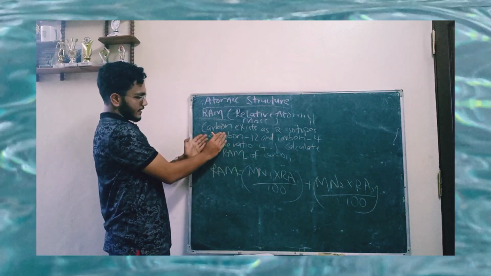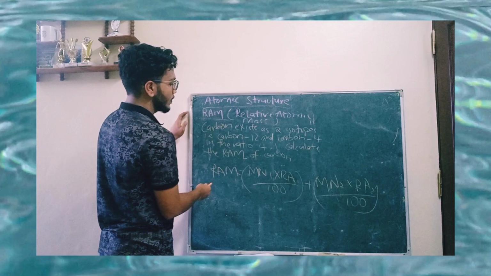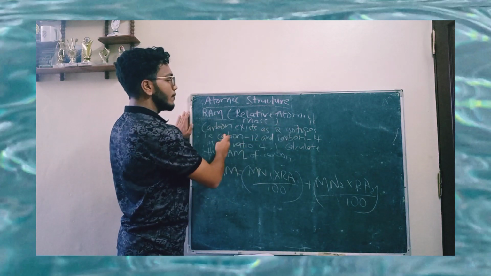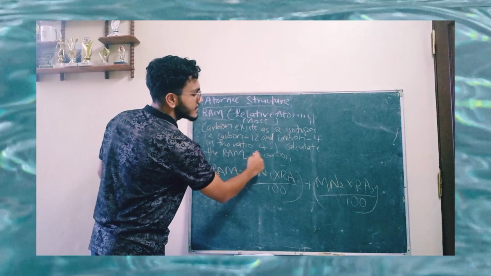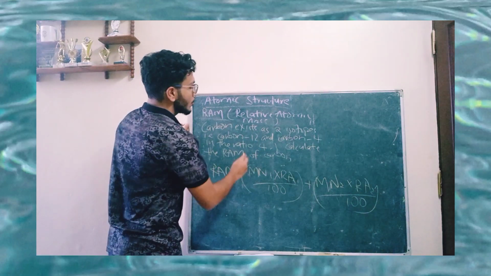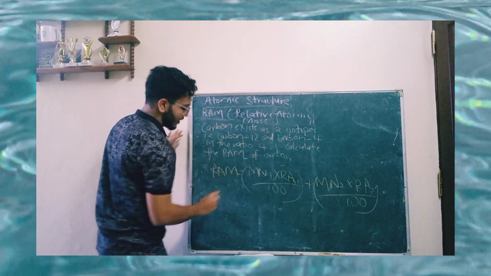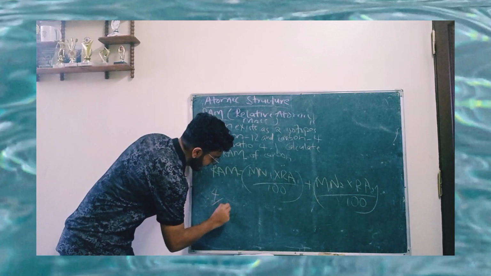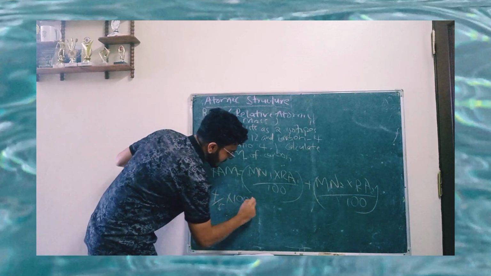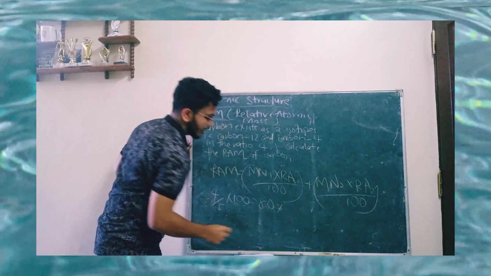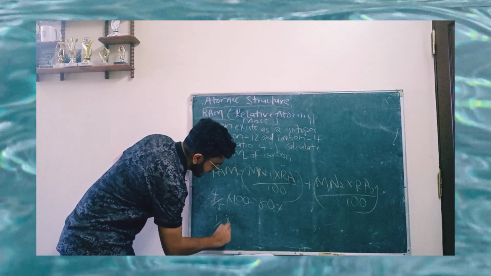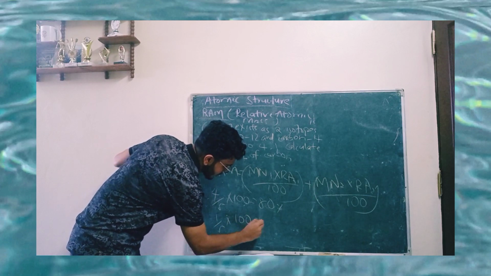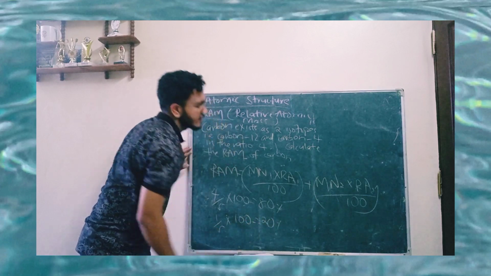Now, as you can see in the question, two isotopes, carbon-12 and carbon-14, in the ratio 4:1. So you will convert this ratio into a percentage. So the percentage of carbon-12 is 4 over 5 times 100, which is 80%, and the percentage of carbon-14 is 1 over 5 times 100, which is 20%.